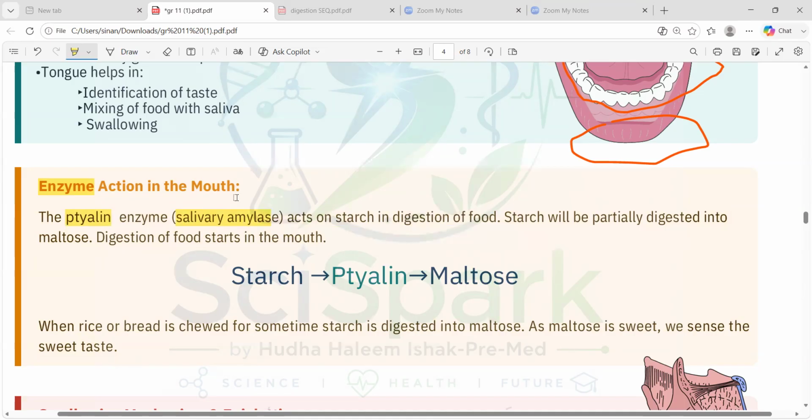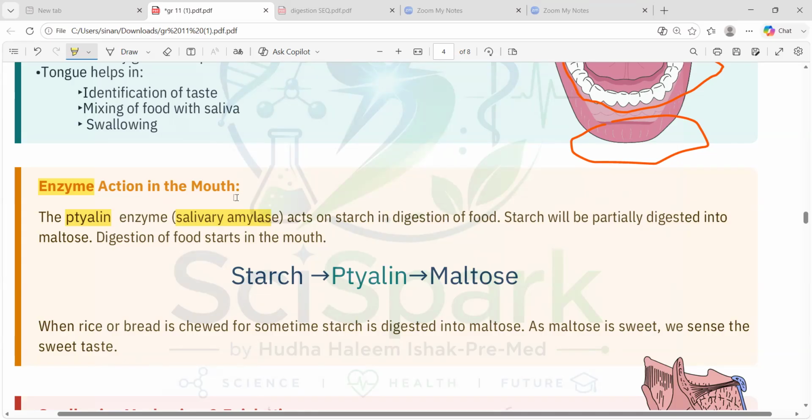You all might have experienced this situation. When you chew a piece of bread or rice and keep it in your mouth for a certain time, maybe within 1 minute or 2 minutes, you will taste a sweetness. Have you ever experienced a sweet taste from rice or bread? Yes. That's because of this enzyme.